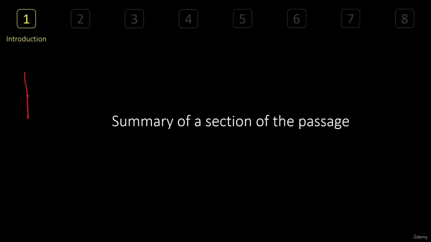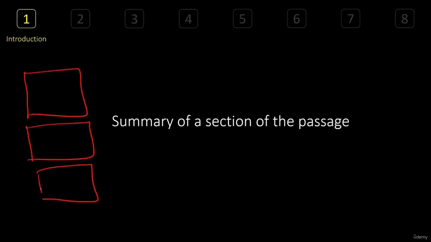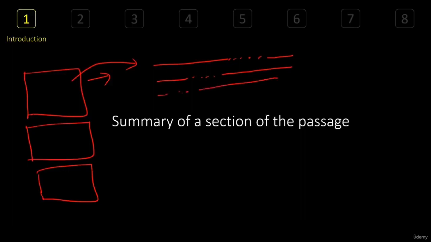So we have a huge passage. Passage and paragraphs are two different things: a passage equals many paragraphs combined. Now, one section could be one paragraph or two paragraphs. Here we call it one paragraph, and a summary of it is provided in the form of blanks. This summary will be shorter than the whole paragraph, let's say 3 sentences for a paragraph of 10 sentences. This is called a summary of a section of the passage.